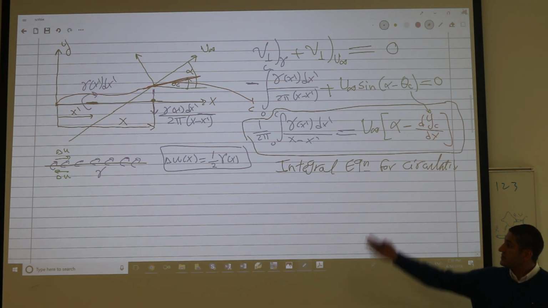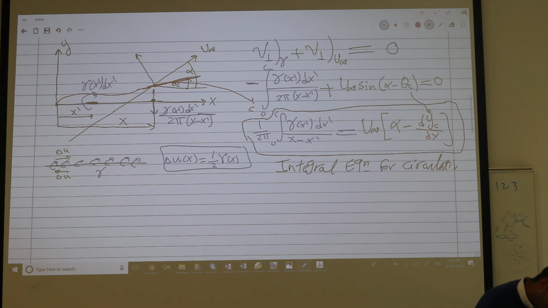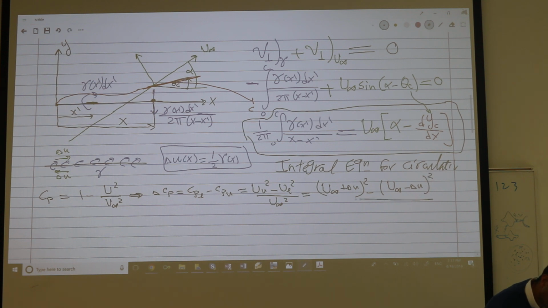So if you got the gammas, here is your velocity distribution, and we know that the Cp distribution is already 1 minus u squared over u infinity squared. So the delta Cp, which is Cp lower minus Cp upper, is u upper squared minus u lower squared divided by u infinity squared, which is u upper is u plus delta u, and u lower is u minus delta u. Of course, this is an assumption that the change in velocity is symmetric up and down.